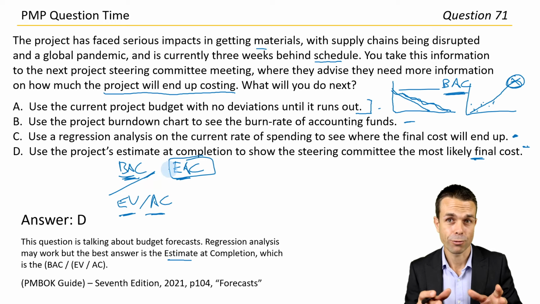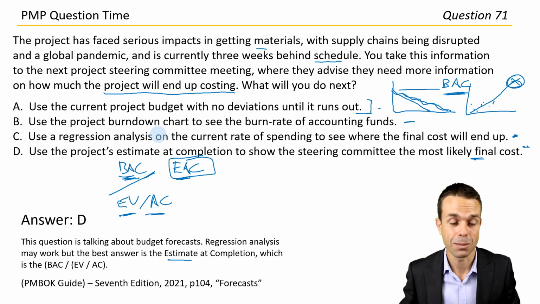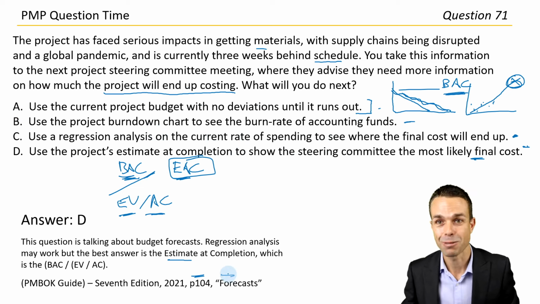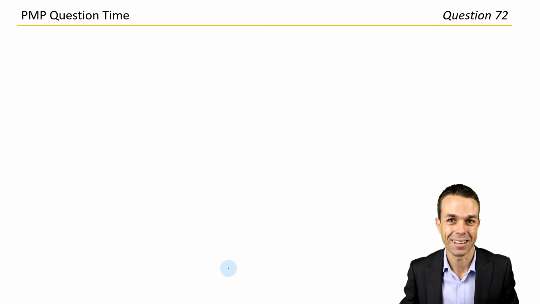You may not get the direct formula, but you'll get a similar question around these formulas like you will on the PMP exam. Pretty good. Page 104 under forecasts, directly from the PMBOK Guide. Wonderful stuff. How did you guys go with that one? All right, let's see what we've got next.